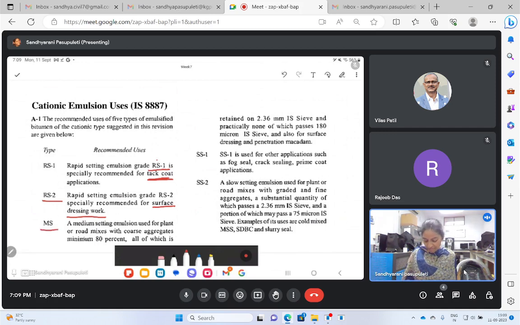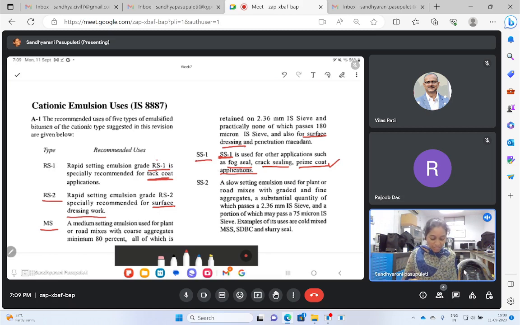The medium setting, that means as you move from the top, now it will take more time for breaking. This is also for surface dressing, and mostly the slow setting one is used for repair works, crack sealing, prime coat applications, because we need more time here. If I am going to use it for prime coat applications, I need to give the emulsion more time to penetrate into the granular layer gaps and fill those voids. So we need to use slow setting.